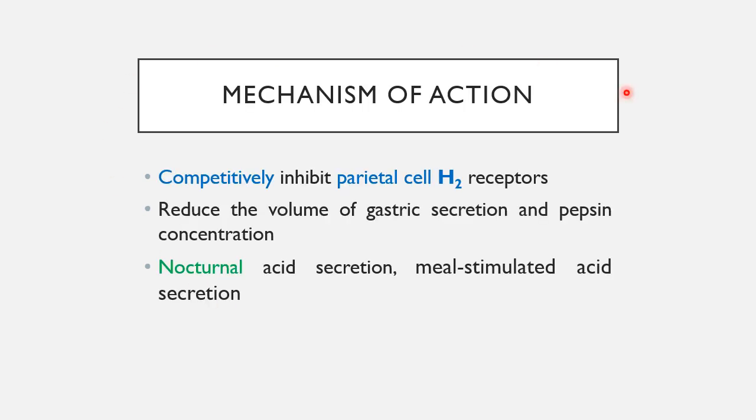Its mechanism of action is very important. You can get this question in your exam. It competitively inhibits the parietal cell H2 receptors. Competitively means reversibly it is blocking the parietal cell H2 receptors, and thus it will reduce the volume of gastric secretion and pepsin concentration. It is highly selective for the H2 receptors. It will not block the H1 or H3 receptors. Okay.